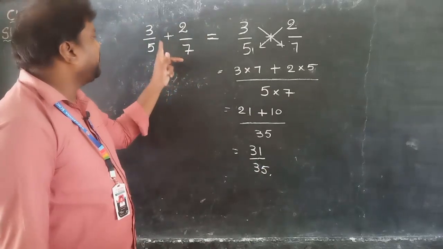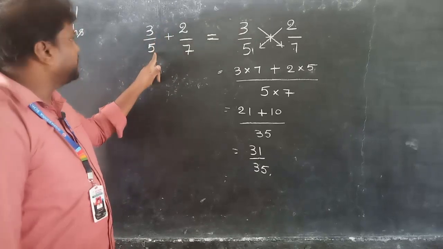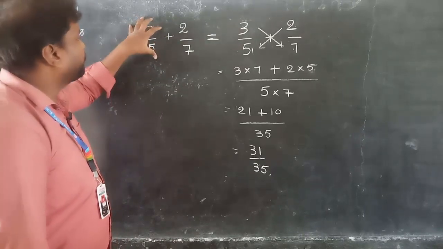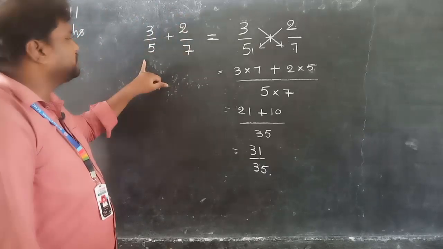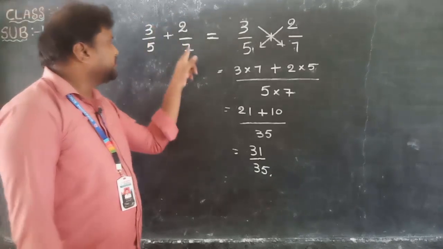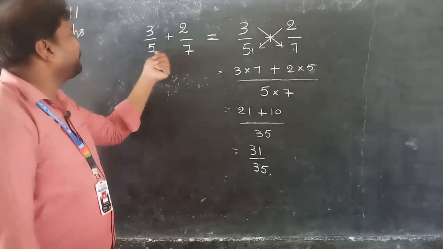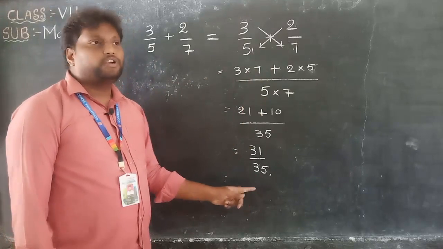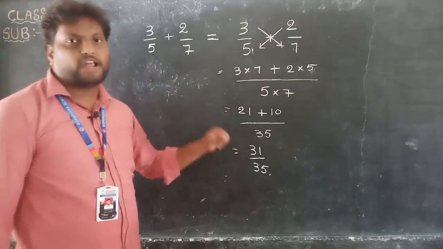I will repeat again. These are unlike fractions. We have two fractions, that's why I am using cross multiplication. Cross multiplication is nothing but the first fraction's numerator multiplied with the second denominator, and the second fraction's numerator multiplied with the first denominator. That means 3 sevens and 2 fives in the numerator. Then the denominator is 5 into 7, which is 35. Don't take just one denominator. Multiply the two denominators and take the value.